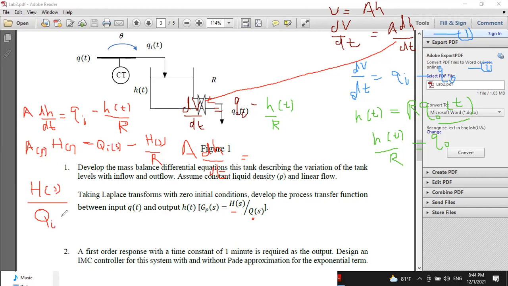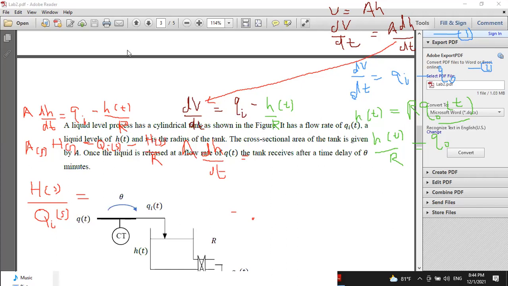Q is equal to you get r a r s plus 1, right? So now we have got this relation. We have got the relationship that they have asked us to get.